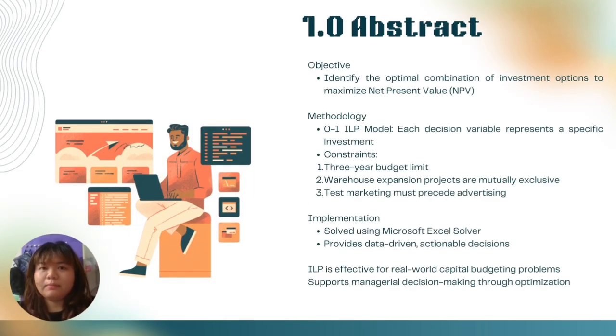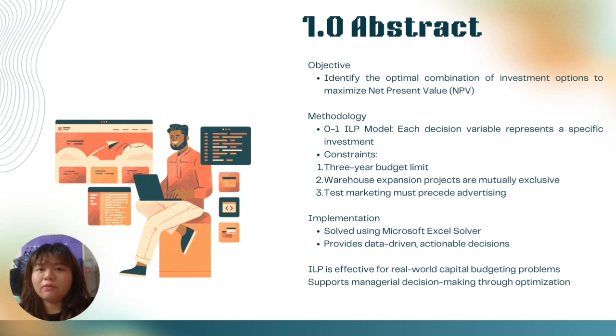Hi, today I would like to talk about integer linear programming, a category of optimization problems that seeks to find the best possible solution among linear constraints with integer decision variables. ILP was applied for Spencer Enterprise to identify the optimal combination of investment options that are subject to the annual capital constraint to maximize the total net present value.